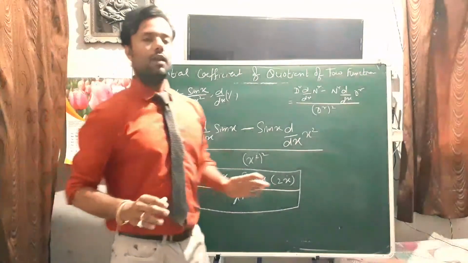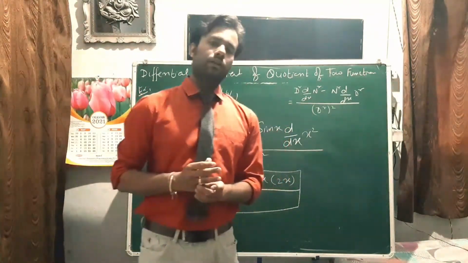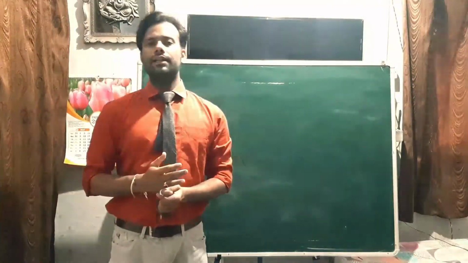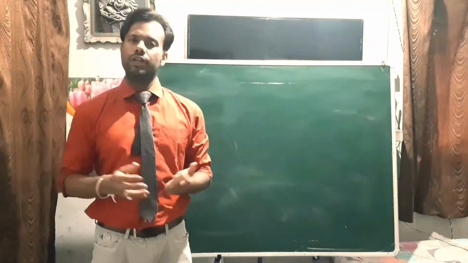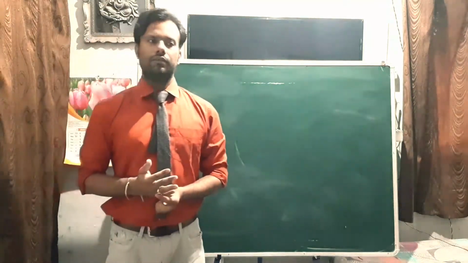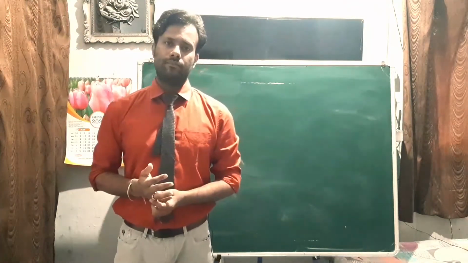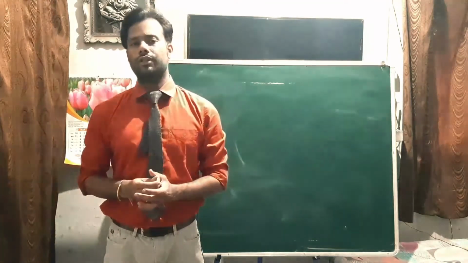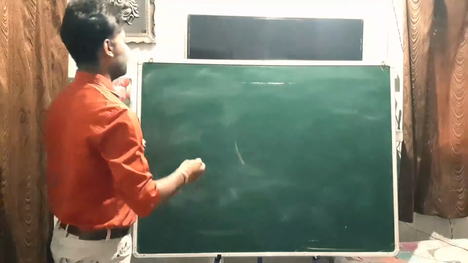So that's how we apply the quotient rule to find the differentiation. Now one question may arise in your mind: why are we doing this, and how will this help in learning physics? So let's understand the basic applications of this differentiation in our physics.